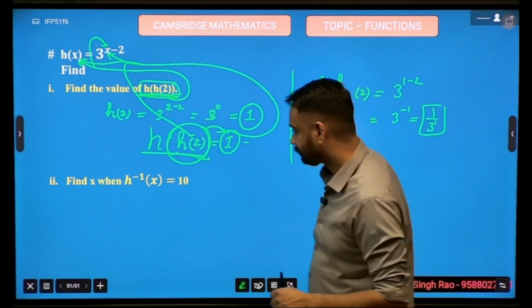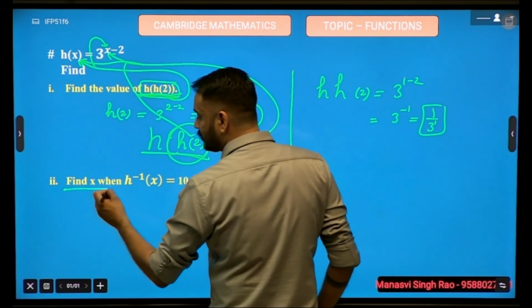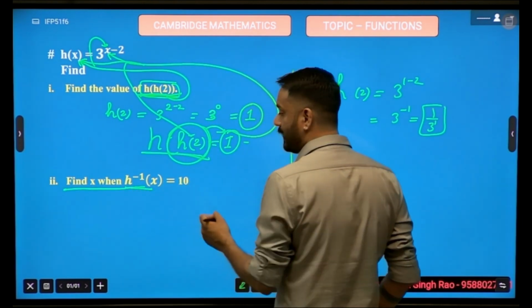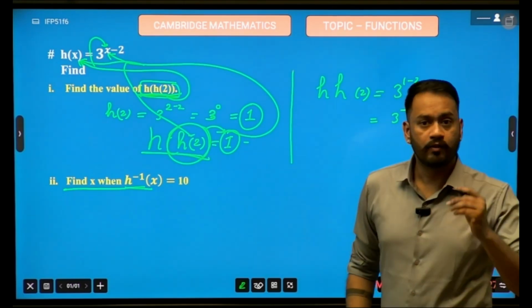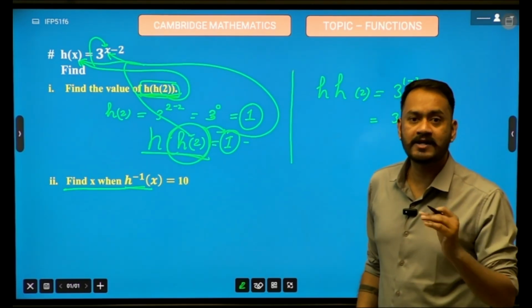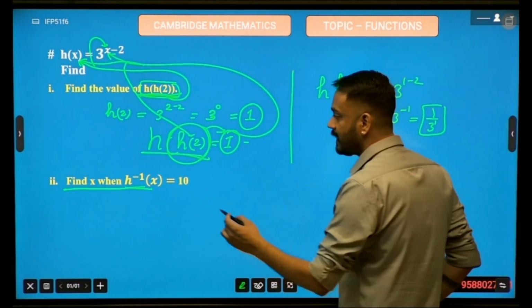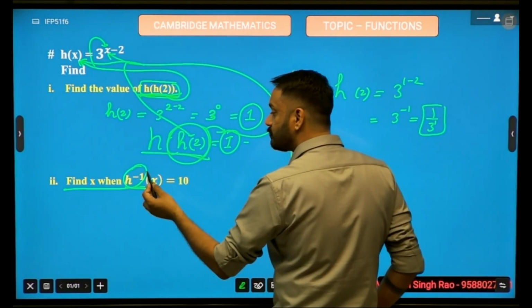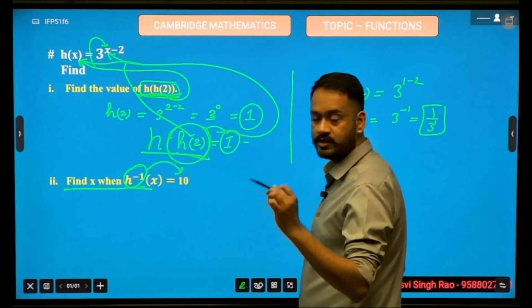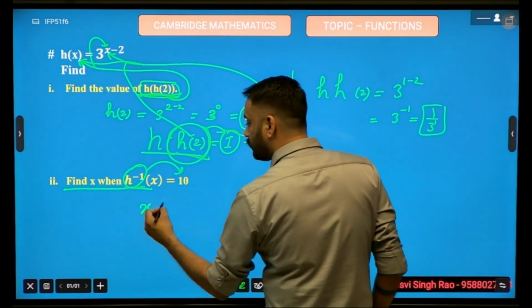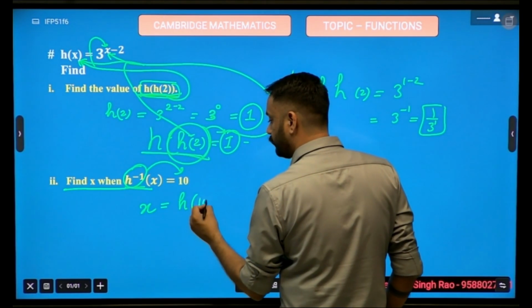Very simple. Now find x when h inverse of x is equal to 10. One of the most important and asked questions in IGCSE. अब आपको यहाँ करना क्या होता है? तो सबसे पहले आप h inverse देखोगे तब आप h inverse को इस तरफ सेंड कर सकते हो, which is the easy trick. So x will be equal to h of 10.